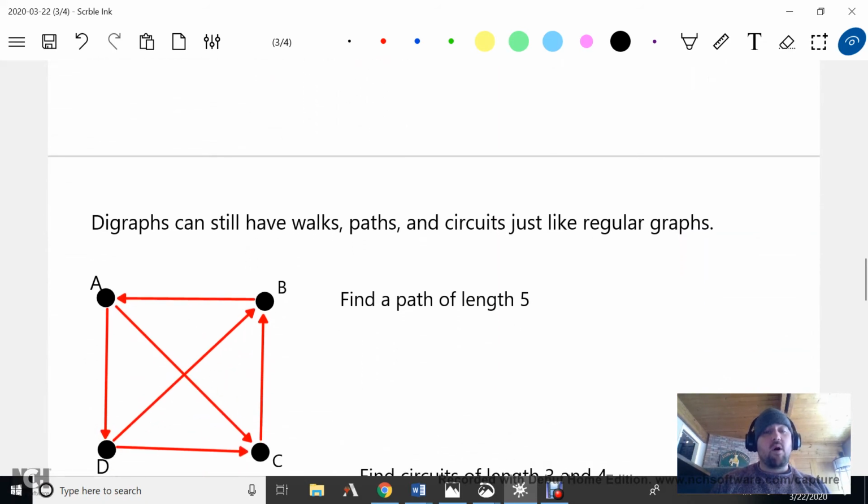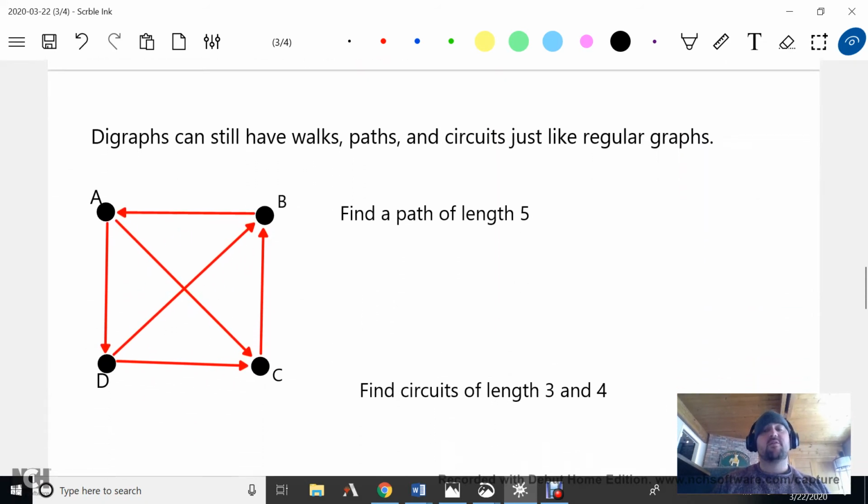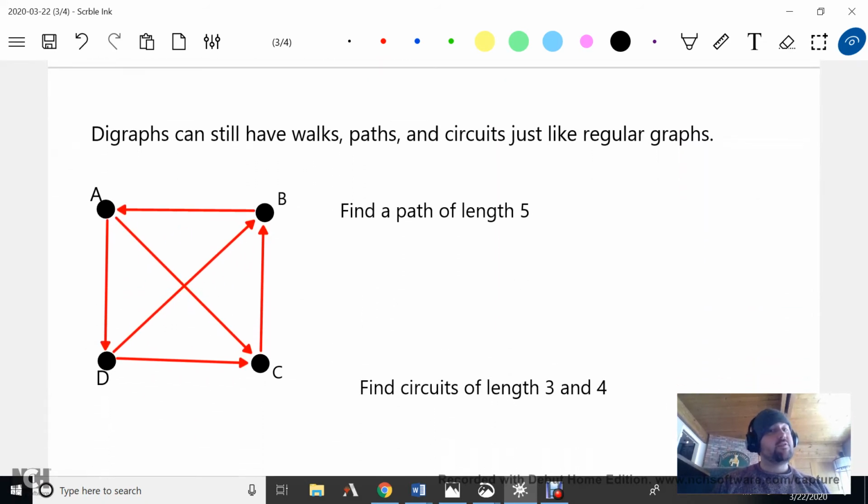Digraphs can also have walks and paths and circuits, just like regular graphs. I would push you, if you don't know what walks, paths, and circuits are, check out the notes that we've posted from previous stuff, okay? They're still on Classroom. You should still have them in your notebook, right? This says, find a path of length 5. Okay, so length 5.